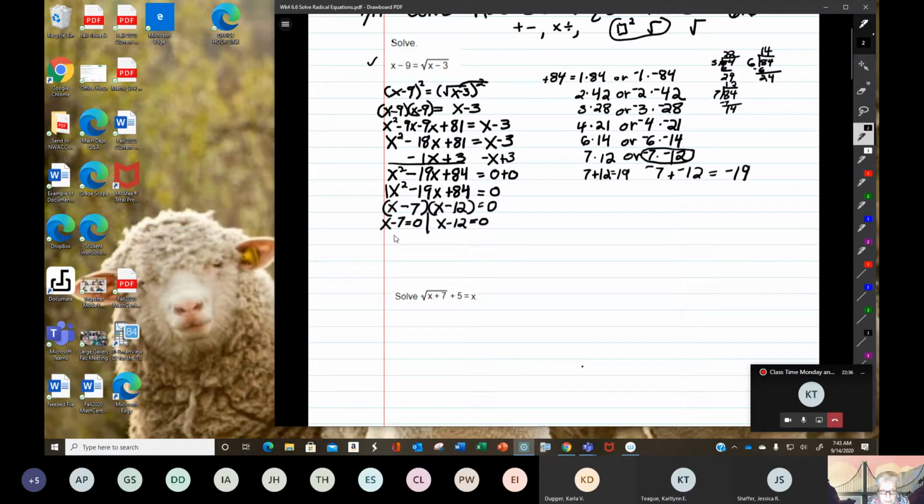So we will have, I'm going to add 7 and add 7. So x equals 7, because negative 7 plus 7 is 0. Same thing will happen over here. I will add 12 to both sides. Negative 12 plus 12, 0 out, and I'm left with x equals 12. And I have two possible answers.